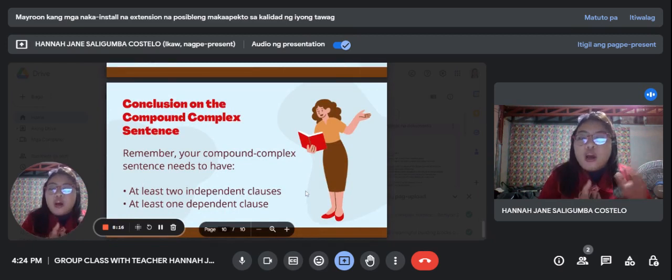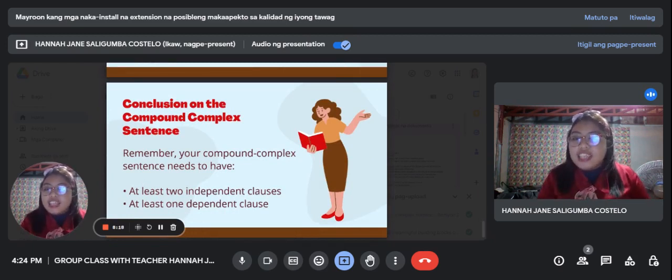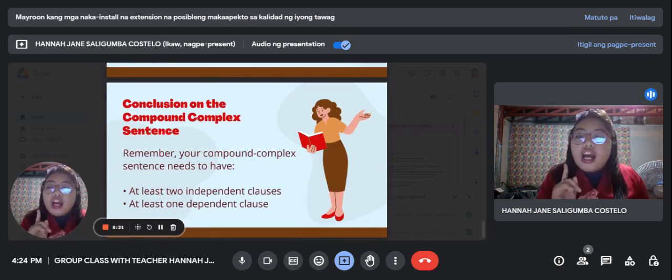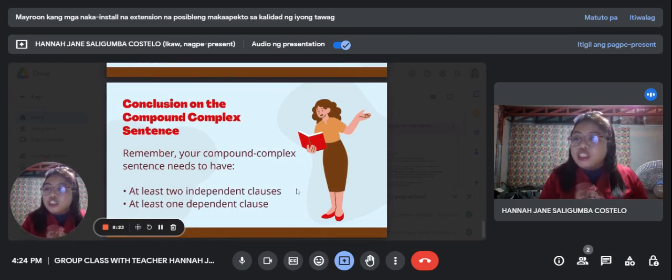So, conclusion on the compound complex sentence. Remember, your compound complex sentence needs to have at least two independent clauses and at least one dependent clause.